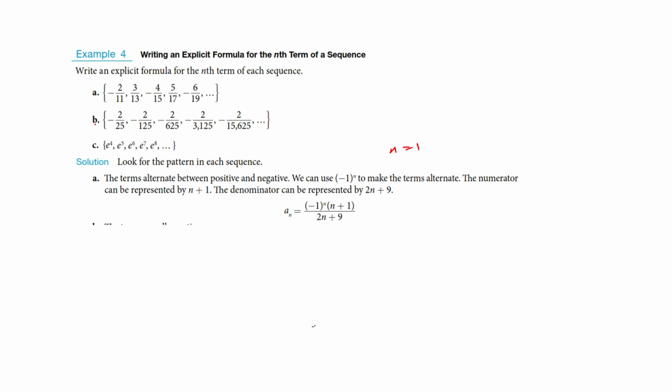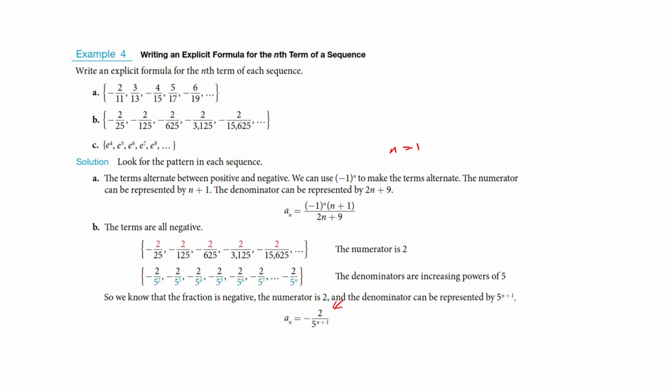Now, if we look at B here, we don't alternate between positive and negatives. It's always negatives. The top is always 2. What's happening on the bottom is that we keep raising 5 to a power. So we need our sequence to always be negative 2, so that part's fine. Now remember we start with n as 1, so if we just did 5 to the n, that wouldn't do it, because we need to get 25 for our first term. So we're going to do 5 to the n plus 1. That would generate 25. It would then generate 125, then 625, and we've got it.